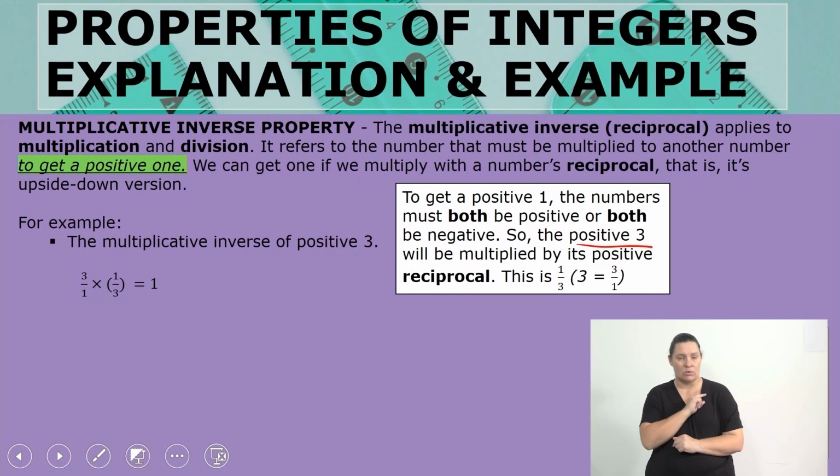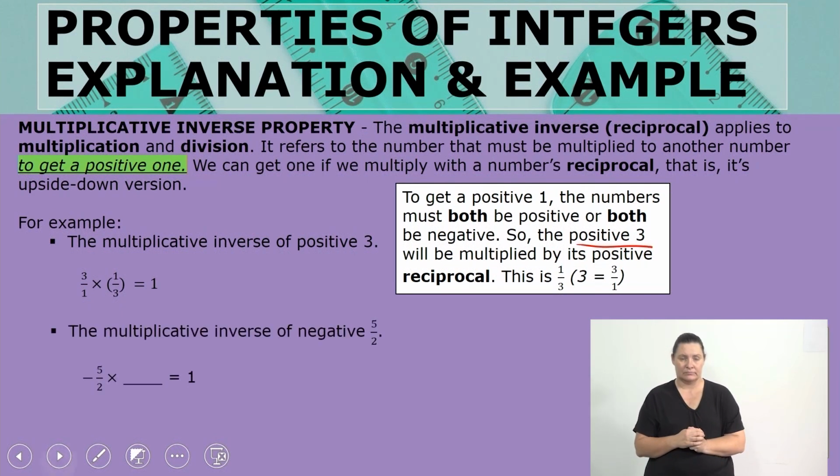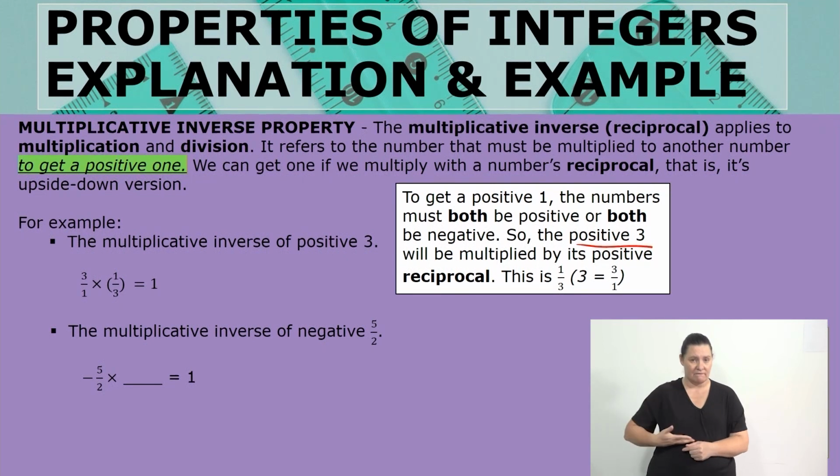That is why 3 multiplied by 1/3 gives us 1. Then we have the multiplicative inverse of a negative 5 halves. So if I have 5 halves, what do you think the reciprocal of that will be? Because I have a negative 5 halves, that means the reciprocal must also be negative. And then what is the upside down version, or the reciprocal of 5 halves? Yes, you are correct. It is 2/5.